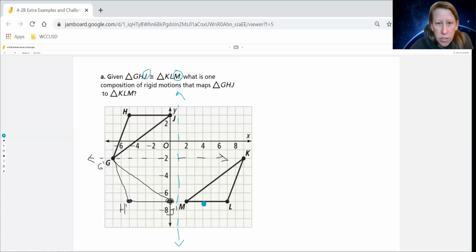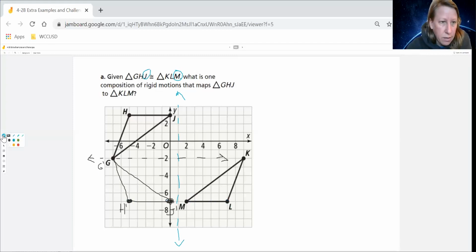I want H to match up onto L. And H is 1, 2, 3, 4, 5, 6 away from the line, and L is 1, 2, 3, 4, 5, 6 away from the line. So it looks like I can do a double reflection on this one and I'll be okay. Originally I had a translation in there, but I don't think I need it.